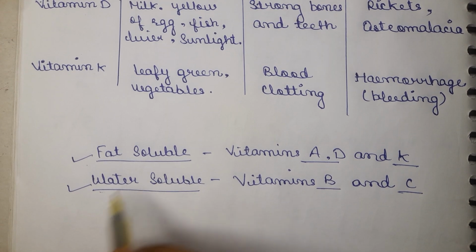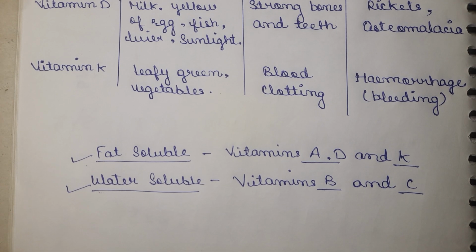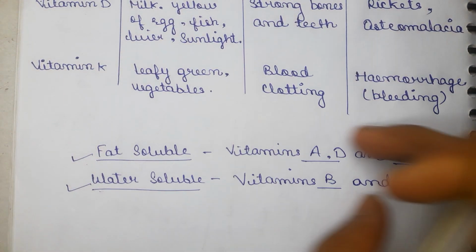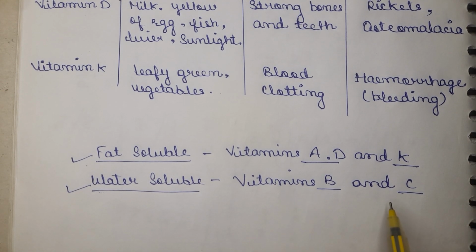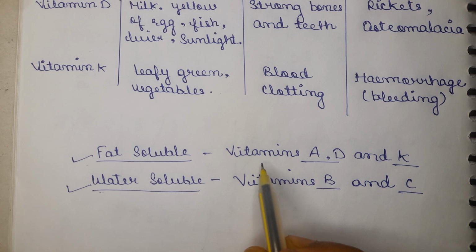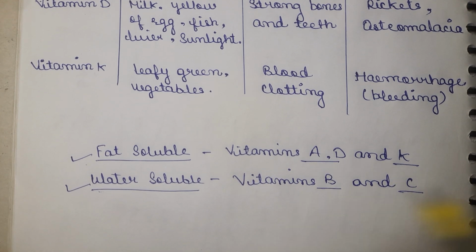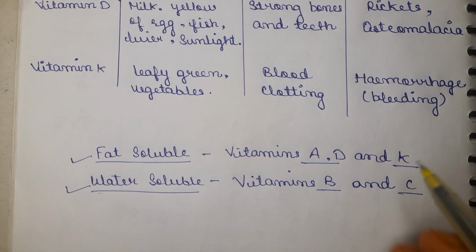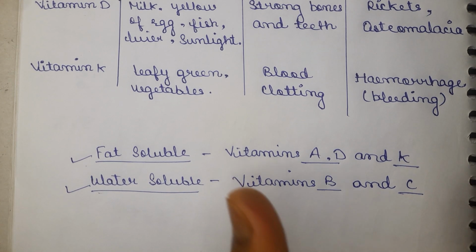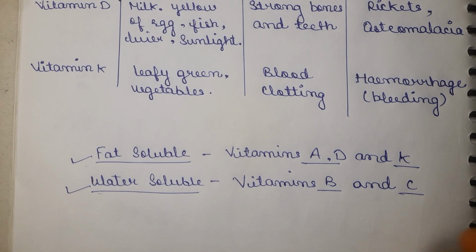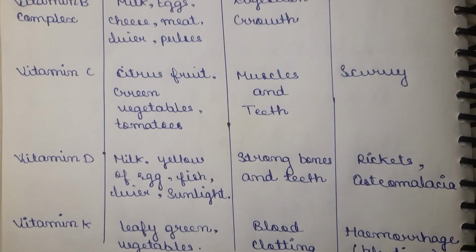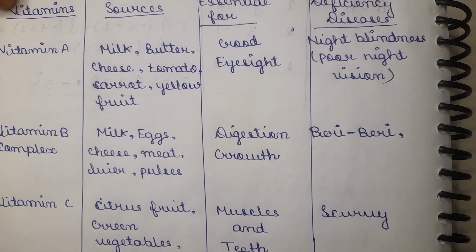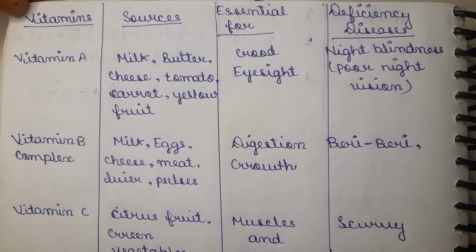Fat soluble vitamins are not easy to digest. If any of these vitamins are taken in excess, water soluble ones are excreted in the urine. But if fat soluble vitamins are taken in excess, they will not be excreted easily, and they will harm the body and sometimes cause restlessness and nausea. Now the topic is the sources, uses, and deficiency diseases for these various types of vitamins that are given in this table.